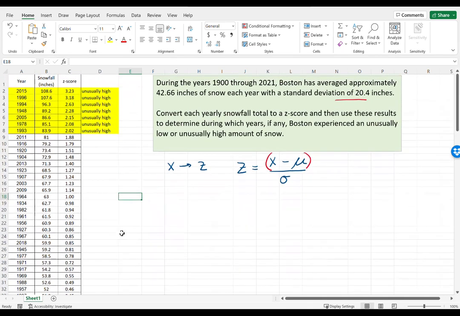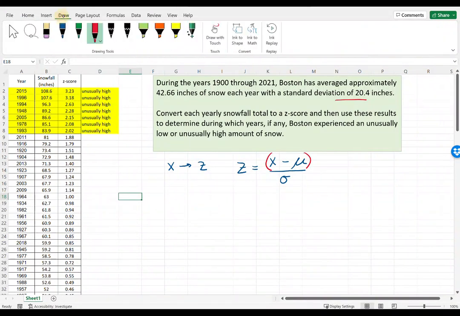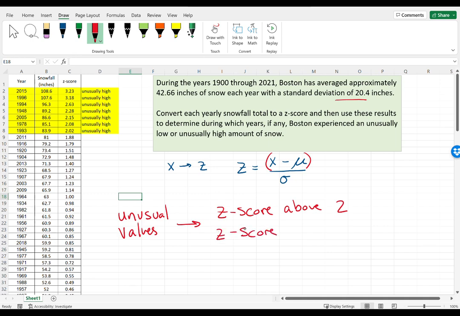Right? So that about does it for this activity. Just want to point out, remember, unusual values, so let's write this down. Unusual values have either a z-score above 2 or a z-score below -2. All right, so that's how we identify unusual values.